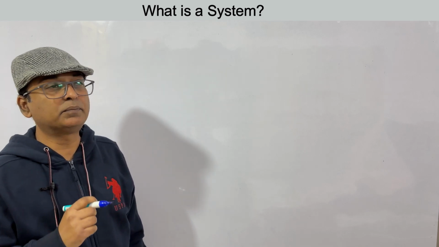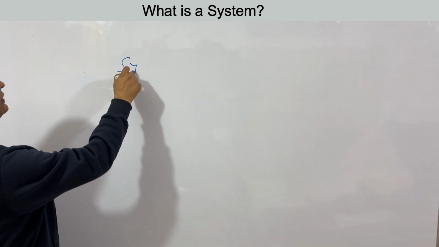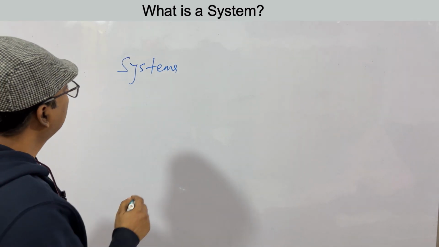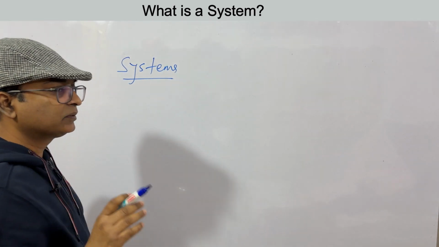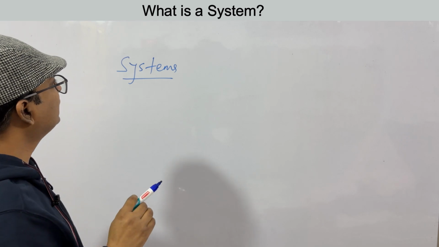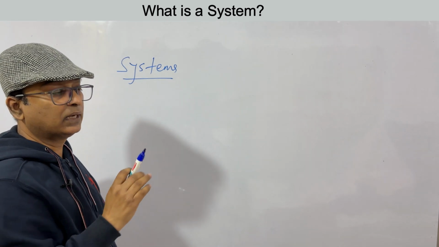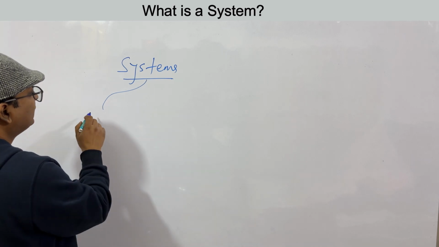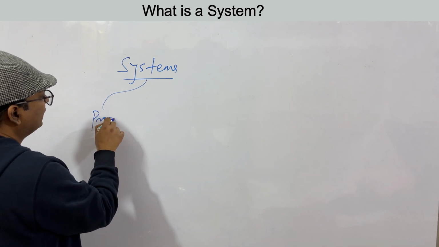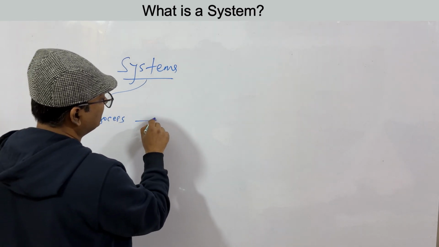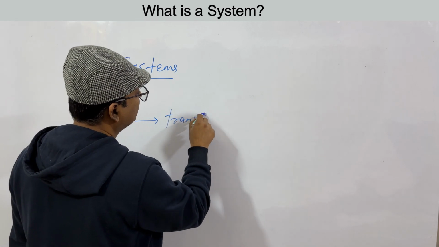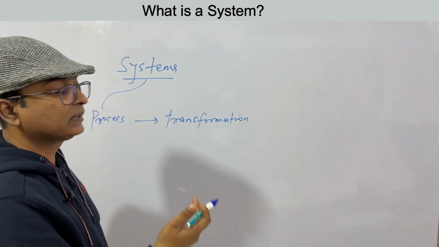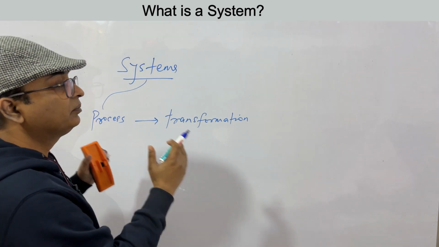Let's discuss systems today. What is a system in signals and systems? We are studying signals and systems, so what is a system? We have many definitions for system, but in our course of study, a system can be viewed as a process that does transformation. Transformation of what? Transformation of an input signal into an output signal that is very different from the input signal.